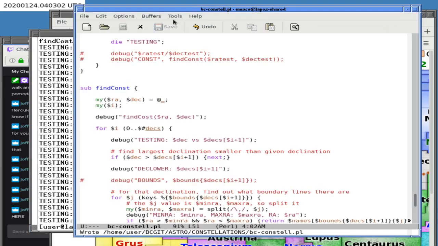Okay. So what we're saying here is if declination is smaller than the next declination, we've gone too far. Nope, that's not true either. So, all right. I'm pretty sure this test is reversed, but I need to figure out what I'm doing here. If declination is less than the current declination, you should keep going. I think that's what I'm saying.